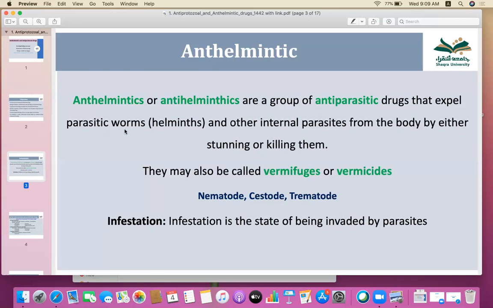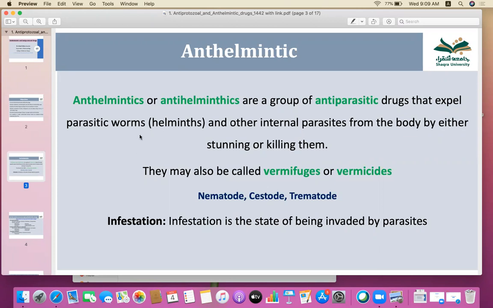So these are the parasitic worms, and the parasitic worms are also termed as helminths. When there are helminths, these are the worms, and generally anthelmintic drugs are also called vermifuges or vermicides.